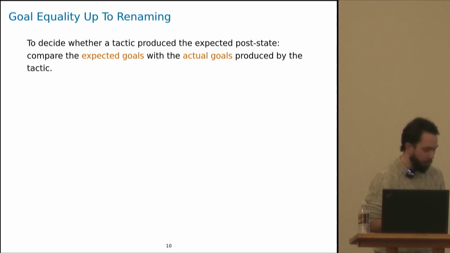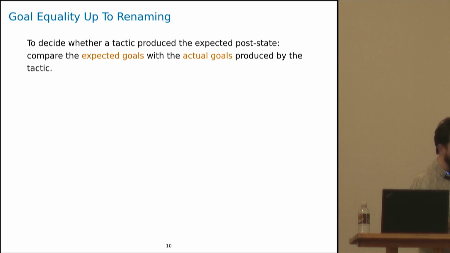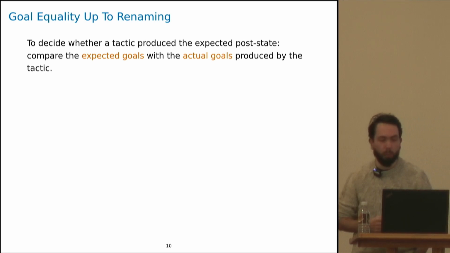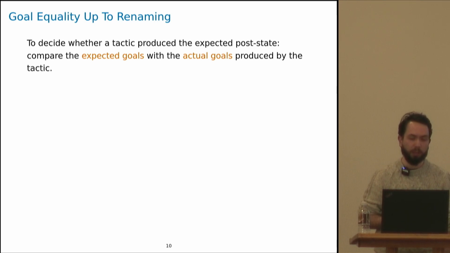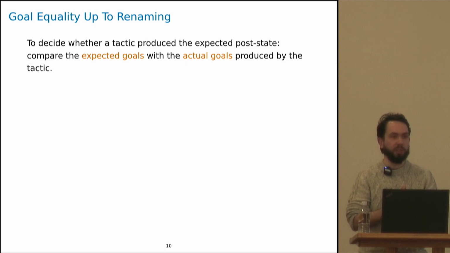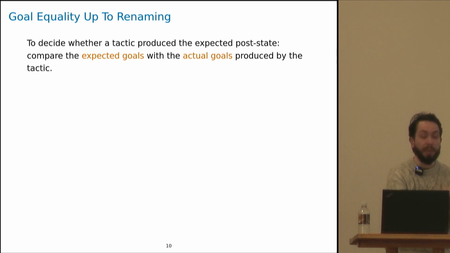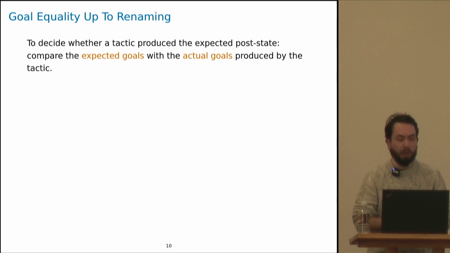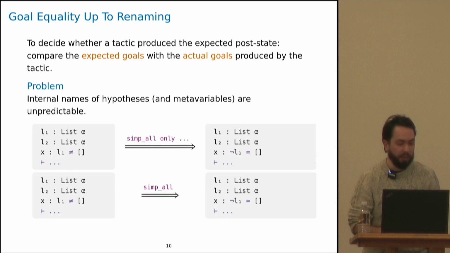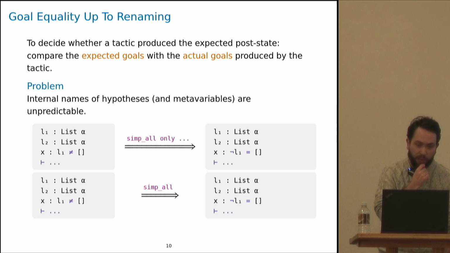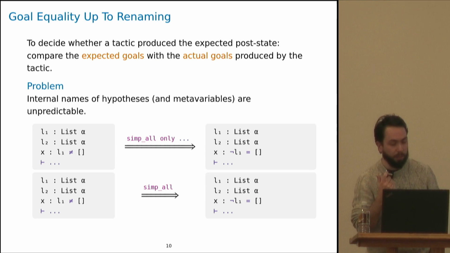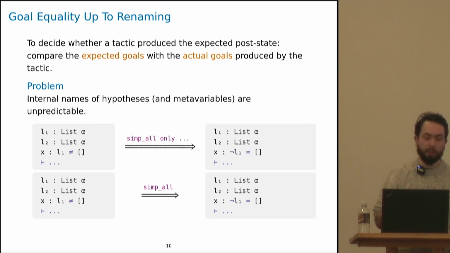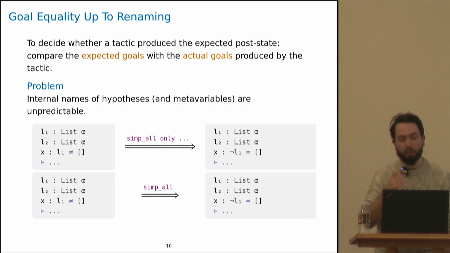Now, this is conceptually very easy, but there is one technical niggle that I wanted to talk about because I think it might be of more general interest than just this work. So to decide whether a tactic produced the expected post state, we need to compare whether the expected goals and the actual goals are equal. And there is a little problem with that, which is that essentially the internal names of hypotheses and also meta-variables, which I haven't mentioned yet, are unpredictable.